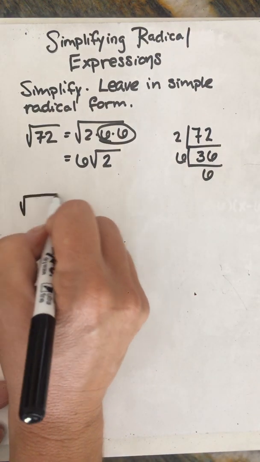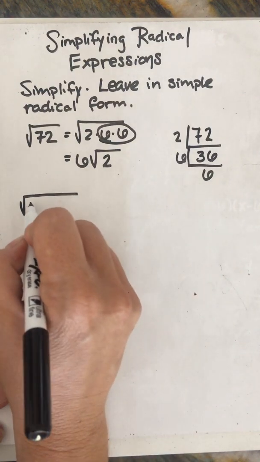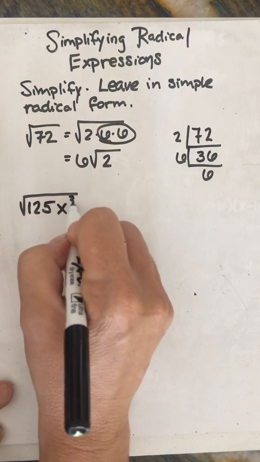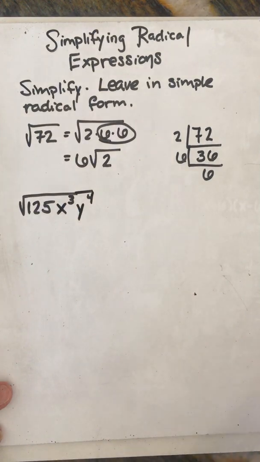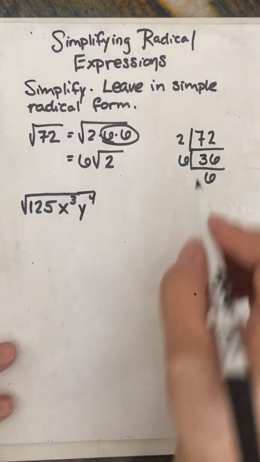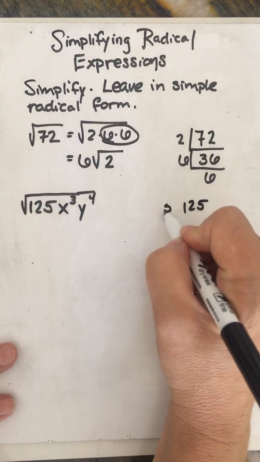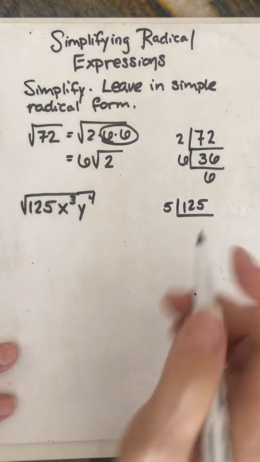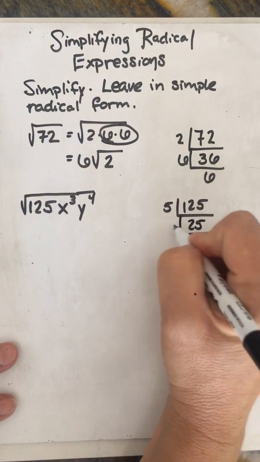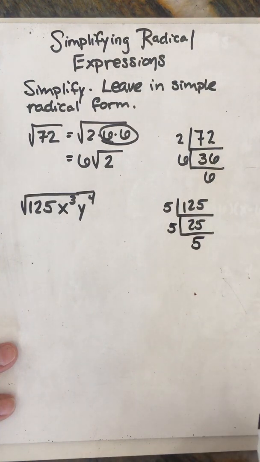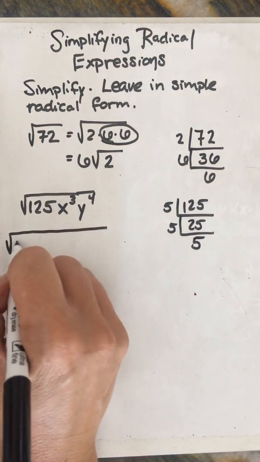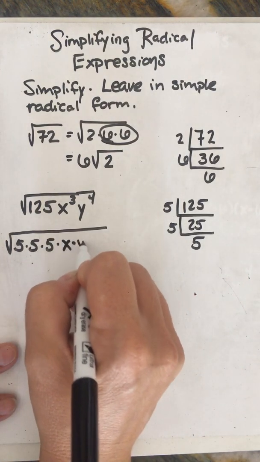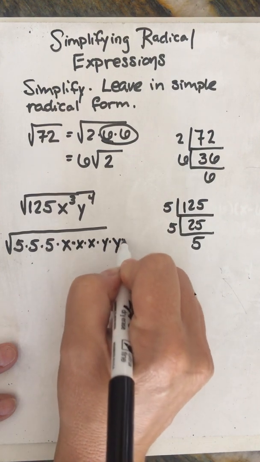So we could have the square root of, I'm going to try and pick a nice, good number, let's do 125 x to the third, y to the fourth. Okay, and so 125. Well, I know 5 goes in. So how many times does 5 go into 125? Think about that. Oh, 25 times. Huh, that's interesting, there's a perfect square. So this is written as 5 times 5 times 5 times, there'll be 3 x's and 4 y's.